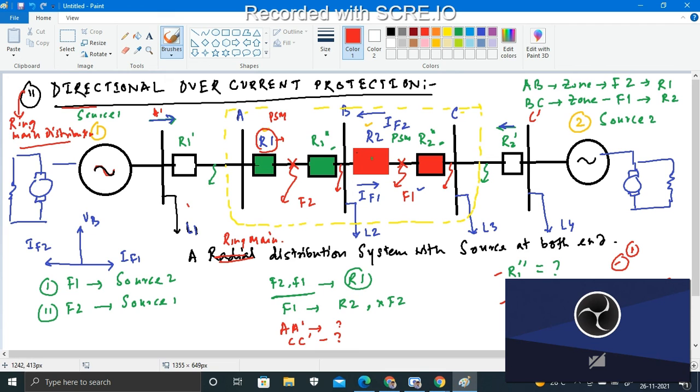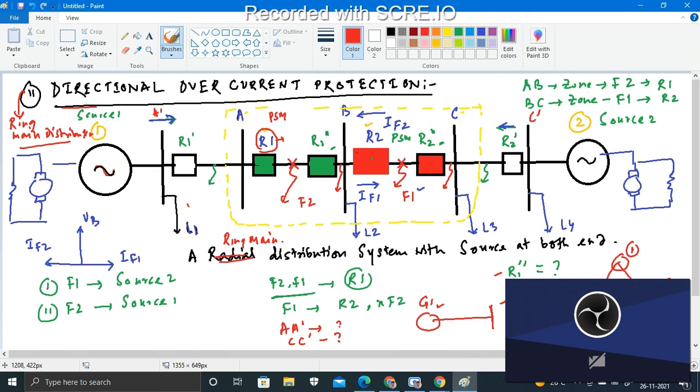Suppose each of them has a generating station. So we are considering four generating stations here, and in the ring main distribution system we have to connect all of them. This is called the ring main distribution. In the radial distribution we have only a single source, connected with one feeder, at a single point of source.